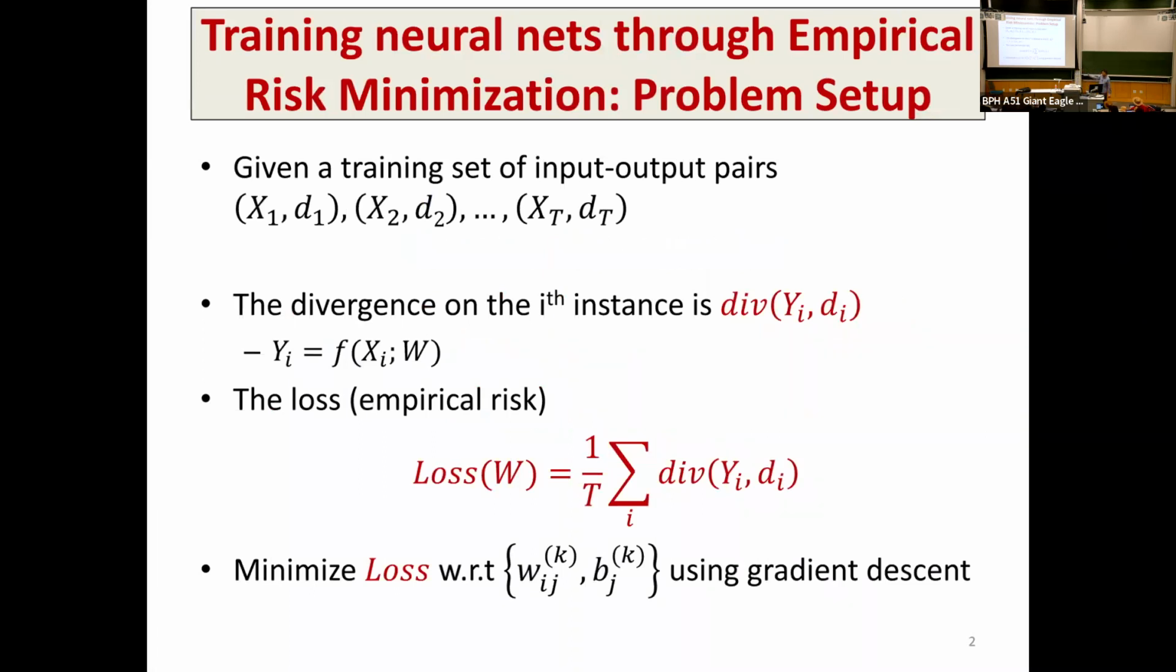So as a result, we define the empirical risk, which we also called our loss, which is the average divergence between the output of the network and the desired output of the network at each of these training instances. And the hope is that if you minimize this, then you would match the correct output at each training instance, and somehow it's going to magically fit the entire function.